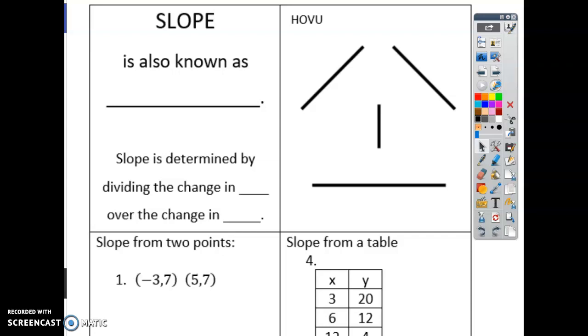Okay, today we are going to be working on slope. Slope is also known as the rate of change. Write it down. Rate of change. Okay, and we usually use the letter M. It's the letter M.